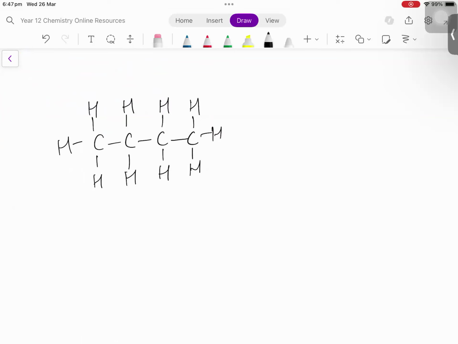What's the longest number of carbons you see connected here? 4. The prefix for 4 is but, and everything is a carbon-carbon single bond. I've only given you one suffix so far. What's the suffix for a carbon-carbon single bond? Set your chat all to me. It's going to be ane. Good. So this is just butane.